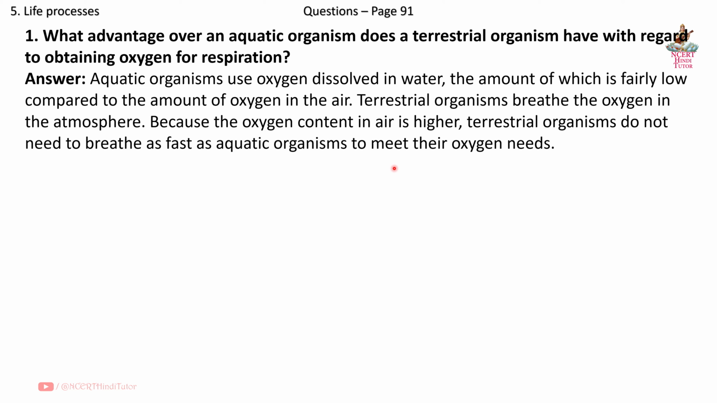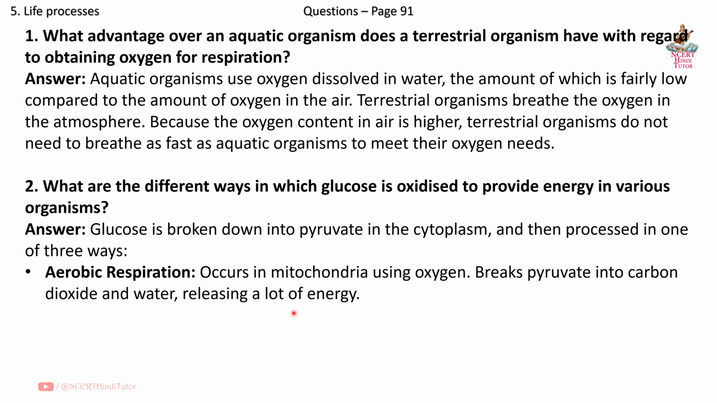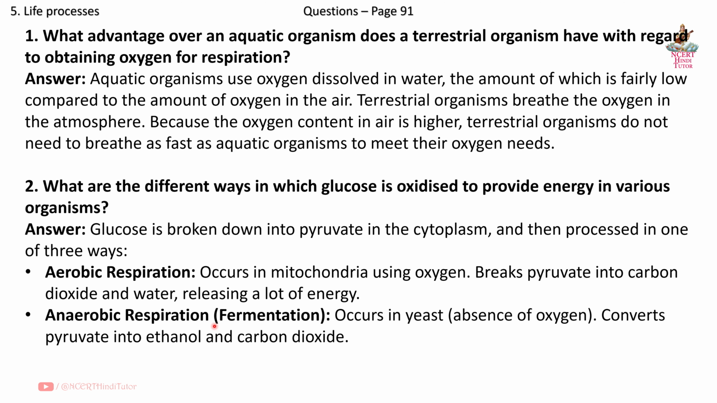Answer. Glucose is broken down into pyruvate in the cytoplasm and then processed in one of three ways. Aerobic respiration occurs in mitochondria using oxygen, breaks pyruvate into carbon dioxide and water, releasing a lot of energy. Anaerobic respiration, fermentation, occurs in yeast. Absence of oxygen converts pyruvate into ethanol and carbon dioxide. Anaerobic respiration, muscles, occurs in muscle cells during lack of oxygen, converts pyruvate into lactic acid.